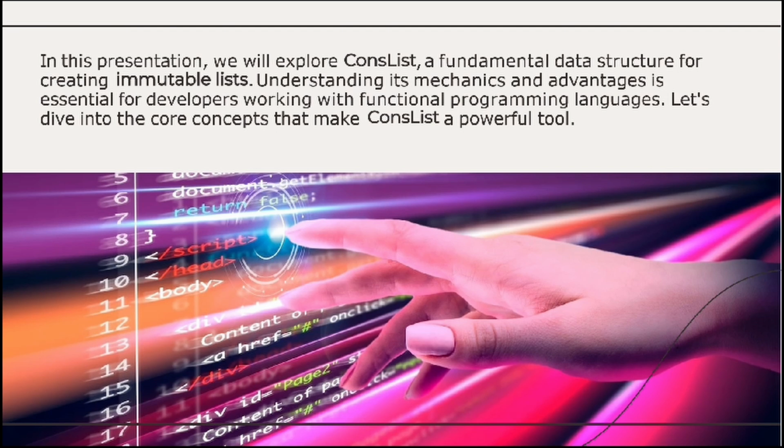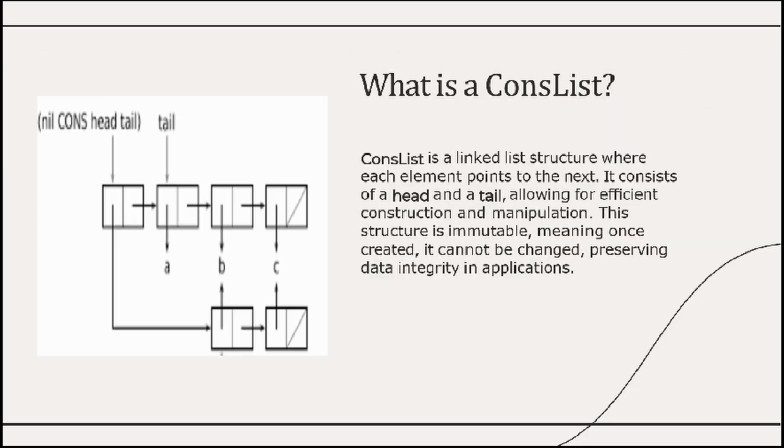Next, we will explore cons list, a functional data structure for creating an immutable list. Understanding its mechanism and advantages is essential for developers working with functional programming languages. Let's dive into some core concepts of the cons list.